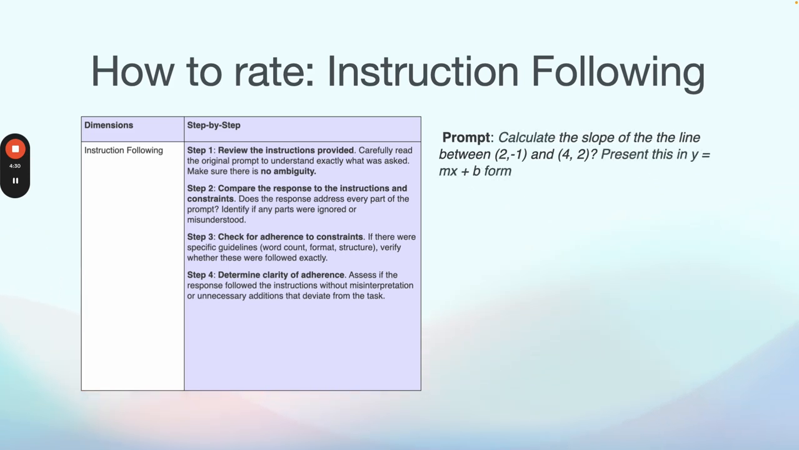Okay, let's do another example. Calculate the slope of the line between (2, -1) and (4, 2). Present this in y equals mx plus b form. So the model here has to do two things. Let's go through the step-by-step guide.